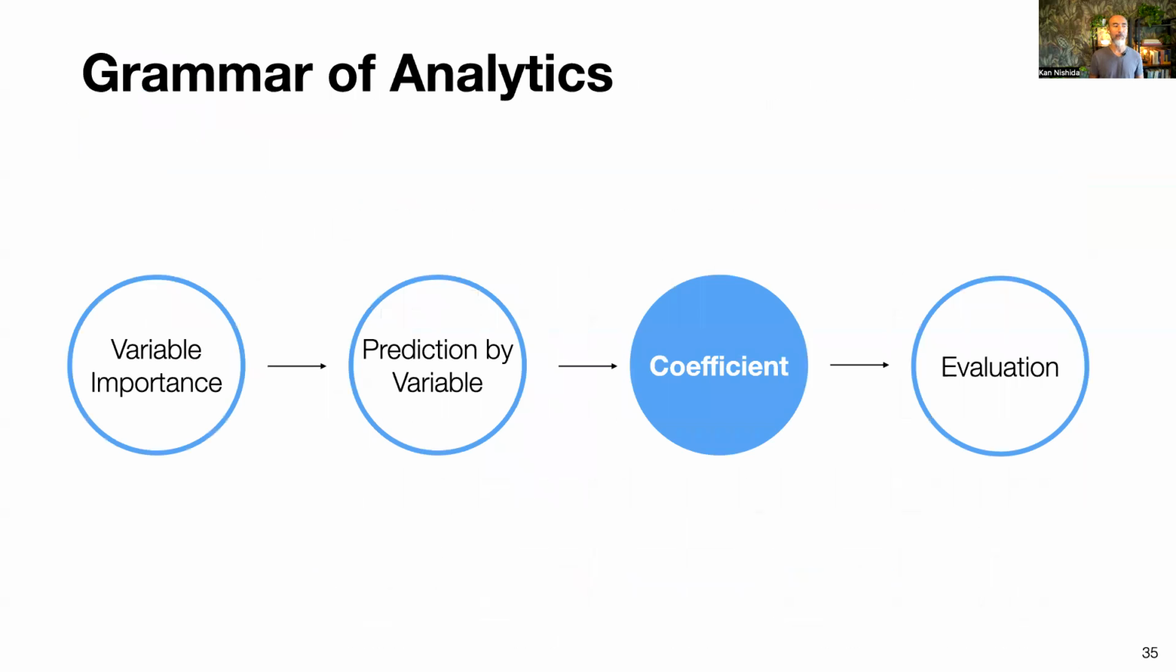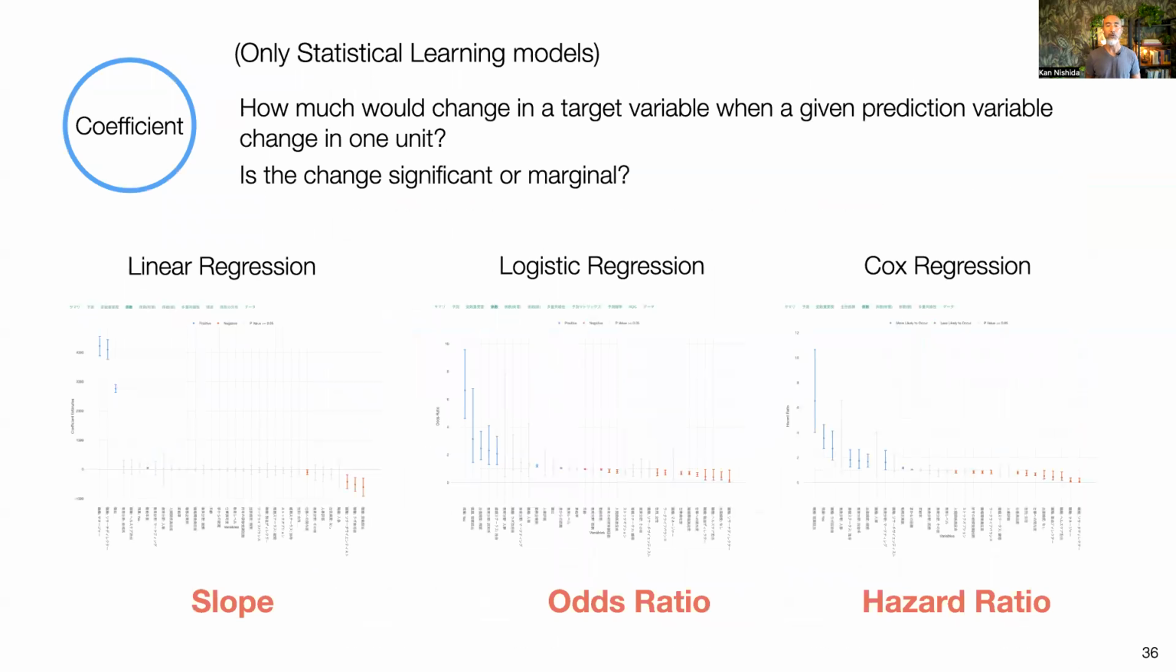The next one is the coefficient. This one is available only for statistical learning models. So if you're dealing with machine learning models such as random forest, XGBoost, decision tree, and so on, then you don't have this. This is really statistical stuff. So it gets a little bit complicated if you're super new to this. However, what's important is how much the target variable would change when a given predictor variable changes by one unit.